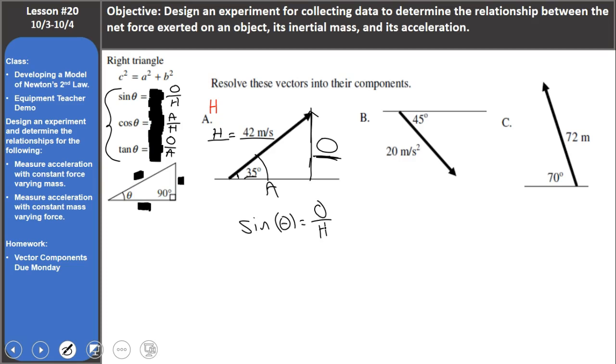Okay, 0.5. That's good enough. That's equal to opposite over hypotenuse, right? Do you get it? That's good enough for now.